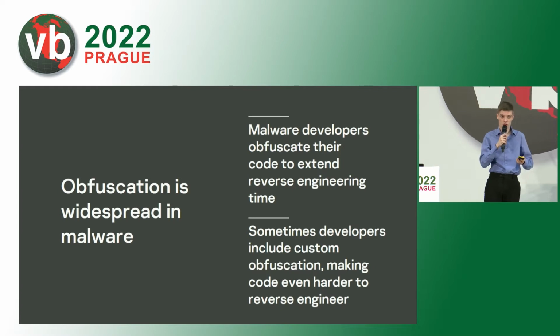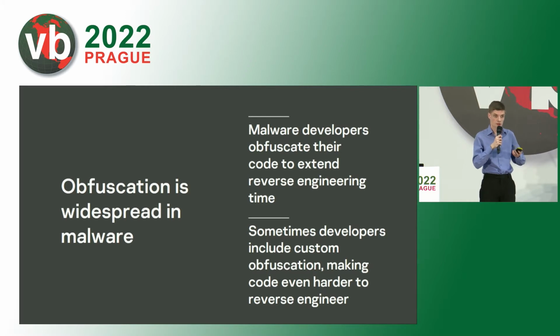And code obfuscation is an example of such an obstacle. By introducing obfuscation, they make code more difficult to read, and they extend reverse engineering time by days, weeks, and in some cases, even months. And sometimes they also add custom obfuscation into malware. Custom obfuscation is obfuscation that cannot be broken through publicly available tools.